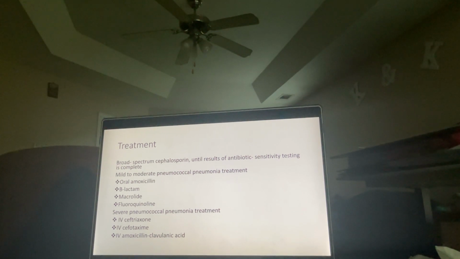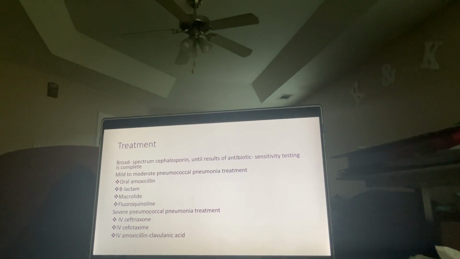Treatment will be broad-spectrum cephalosporin until results of antibiotic sensitivity testing is complete. Mild to moderate pneumococcal pneumonia treatment would include oral amoxicillin or other beta-lactam antibiotics, which are the cillins, macrolide, fluoroquinolone.